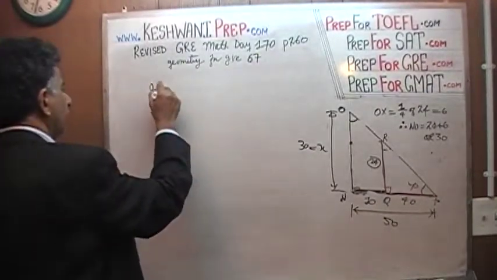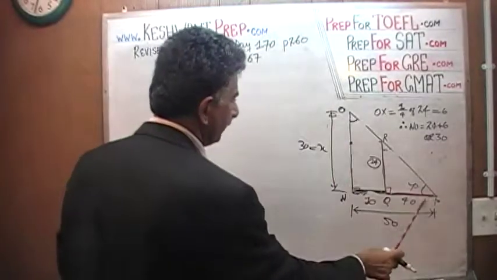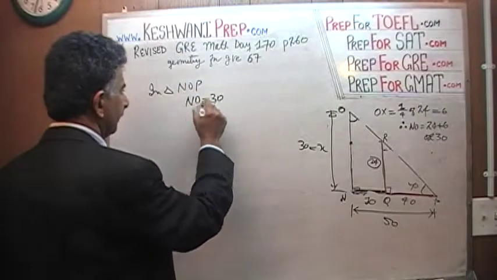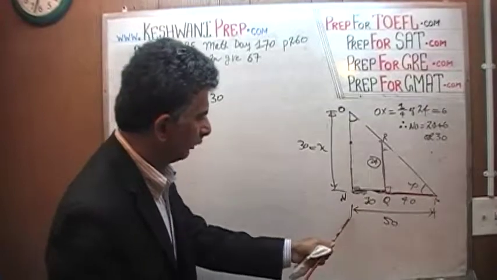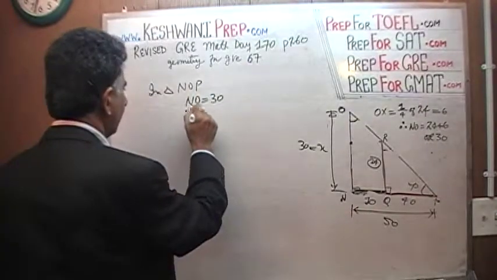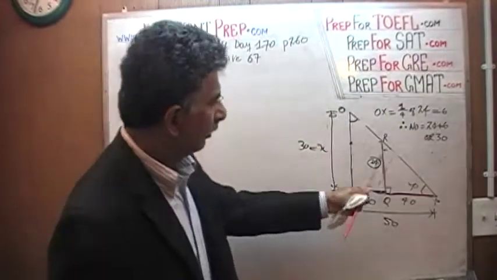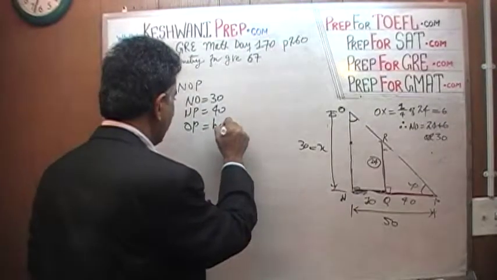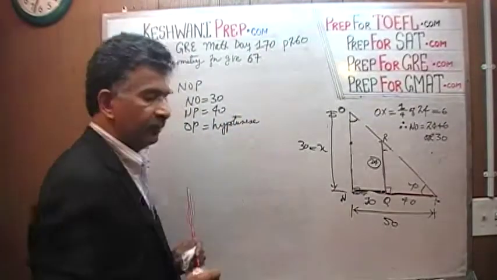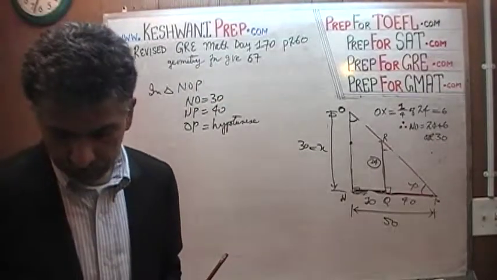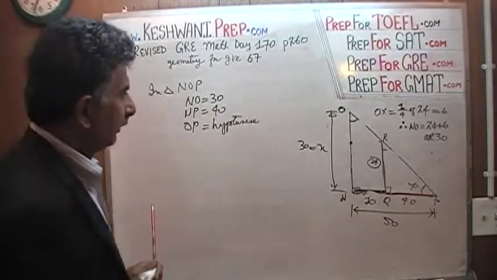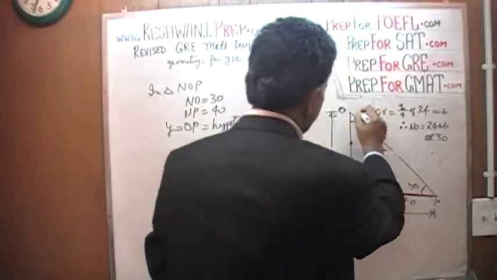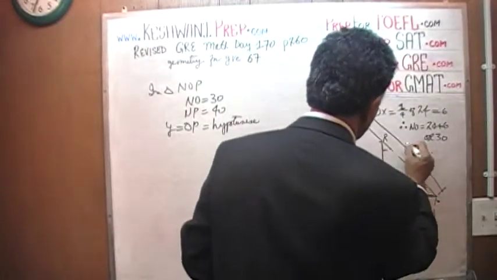Now in triangle NOP, we just found that N to O is 30, which is the height. We also know that N to P is 40, and O to P is the hypotenuse. O to P is the unknown. So we simply apply the Pythagorean theorem. Since we're calling this thing X, I'm going to call this length from here to here Y.